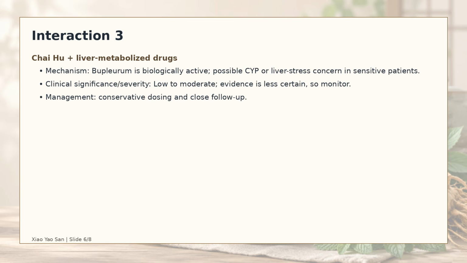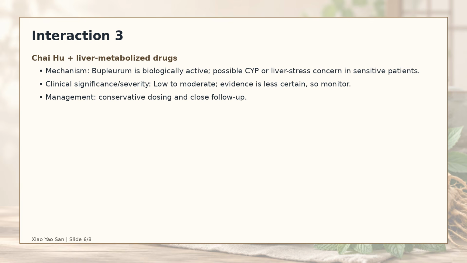Interaction 3. Chai Hu and liver metabolized drugs. Mechanism. Bupleurum is biologically active. Possible CYP or liver stress concern in sensitive patients. Clinical significance. Low to moderate. Evidence is less certain, so monitor. This interaction may be less certain than the first one, but uncertainty is still important because patient safety comes first.